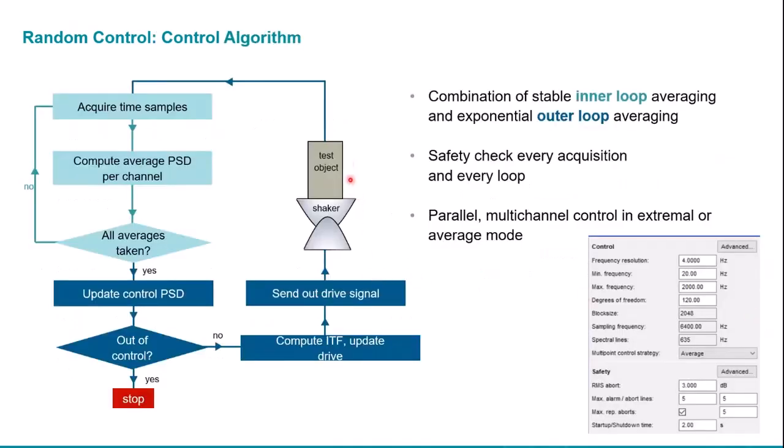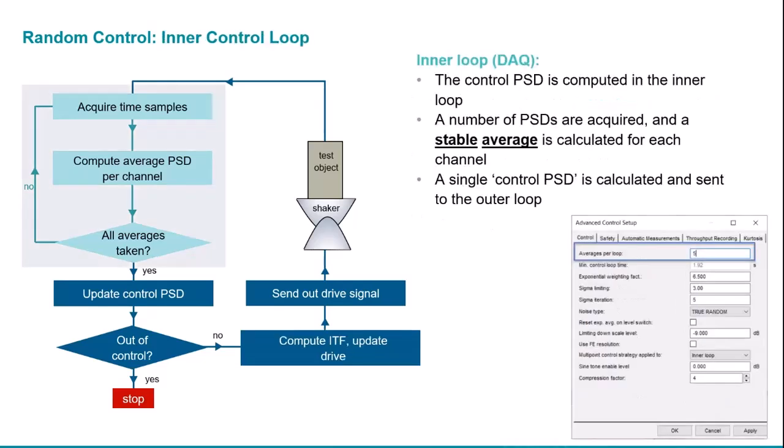The algorithm is shown here. So we go into closed loop control mode. Basically, we have what's called the inner loop and outer loop averaging, and we'll talk about those in a little bit more detail here. But all of this is done very safely as closed loop control is done. There's a lot of safety checks that are going on in the background.